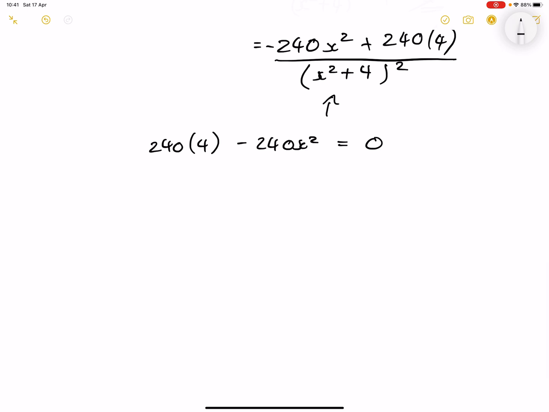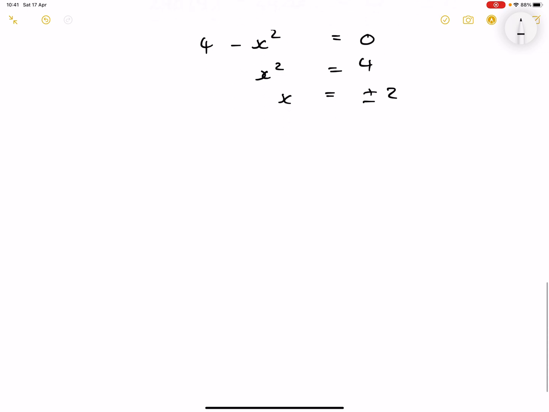And that means I can take out a factor of 240, so 4 minus x squared is equal to 0. Therefore, x squared is equal to 4. x is equal to plus or minus 2, which means if it has two solutions for the maximum and minima, then I can put them back into the function.